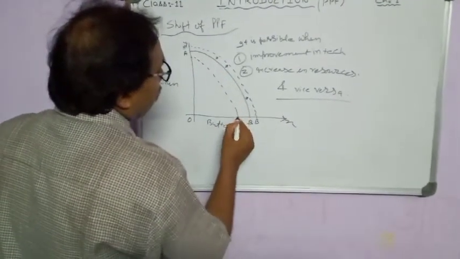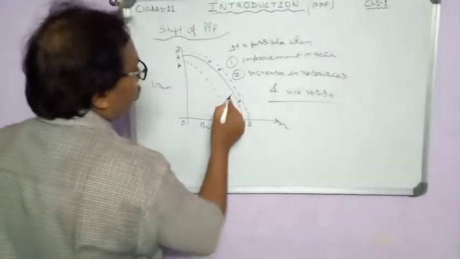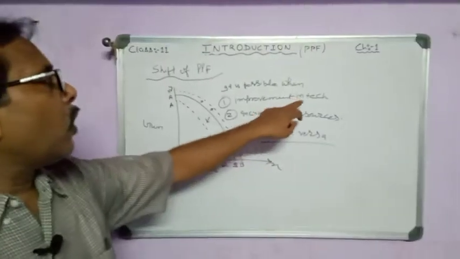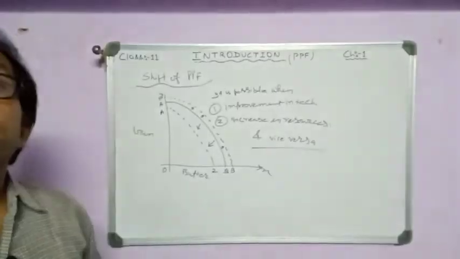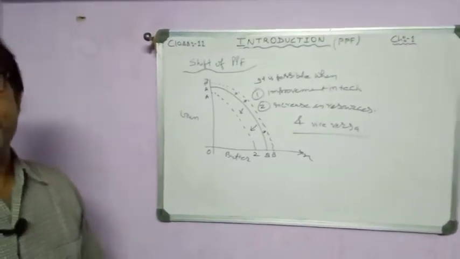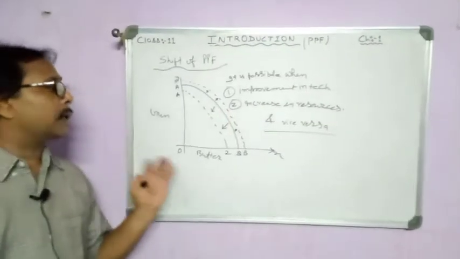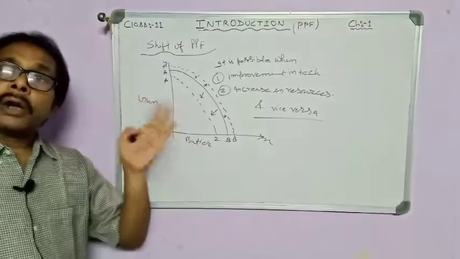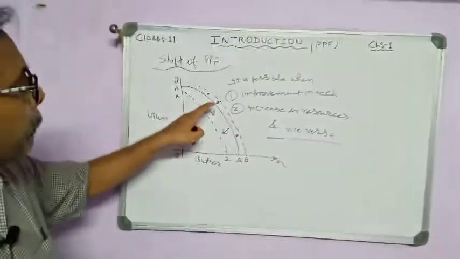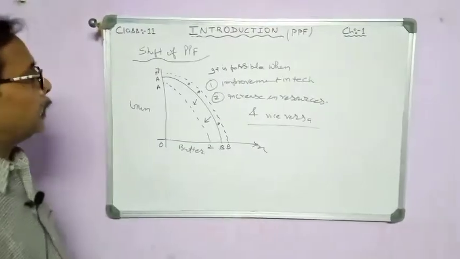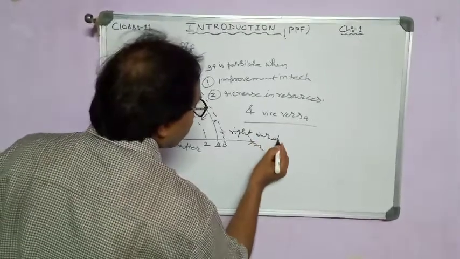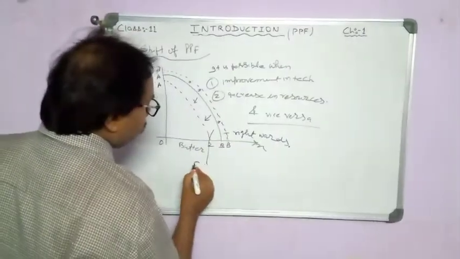If we move towards A2 B2, what will happen? It means either a decrease in resources or we are utilizing obsolete or old technology. So if we use the old technology, what will happen? The total output of both the goods will start to decline, and due to that the PPF shifts leftwards. So it is rightwards and it is leftwards.